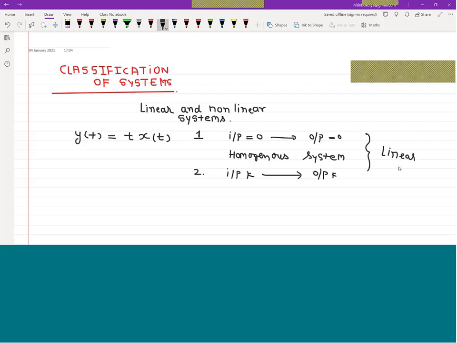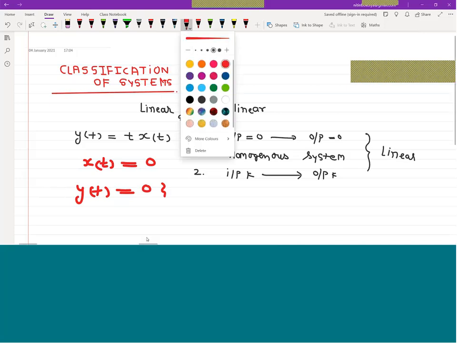मतलब अगर आपने इनपुट को आधा किया है तो आउटपुट भी आधा होना चाहिए, इनपुट को अगर डबल किया है तो आउटपुट भी डबल होना चाहिए. This is the only way to identify the linearity in the system. So let's take x of t equivalent to 0. It results in y of t equal to 0, meaning the system is initially relaxed or homogeneous.